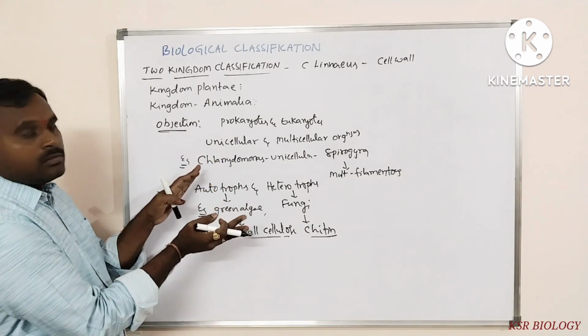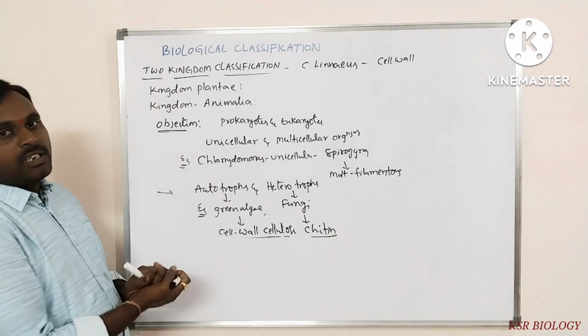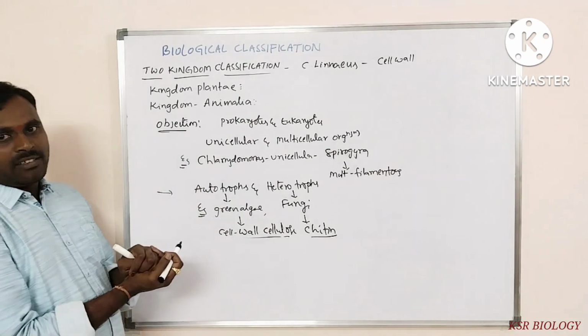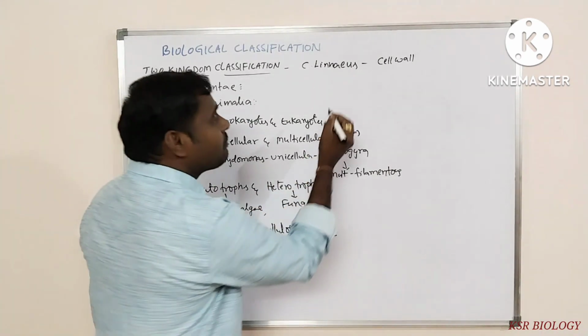So these are the several objections raised against the two kingdom classification, so that it was found to be inadequate. Later on, another scientist came and proposed the three kingdom classification.